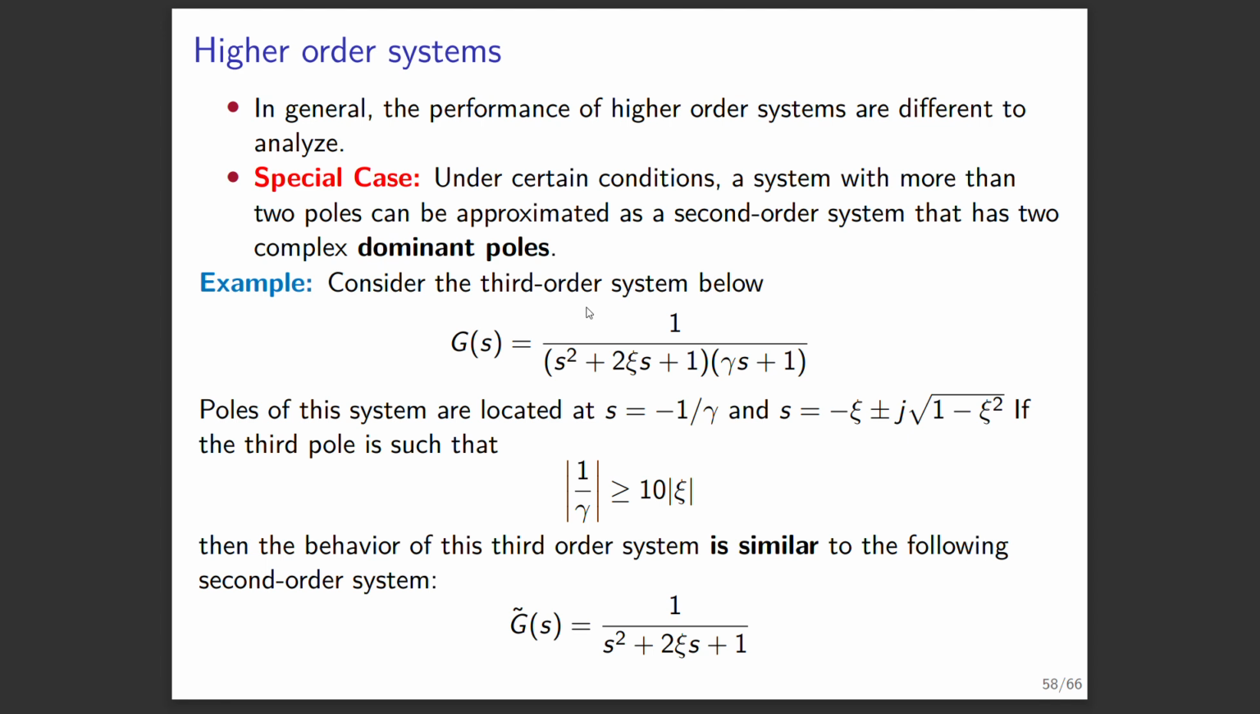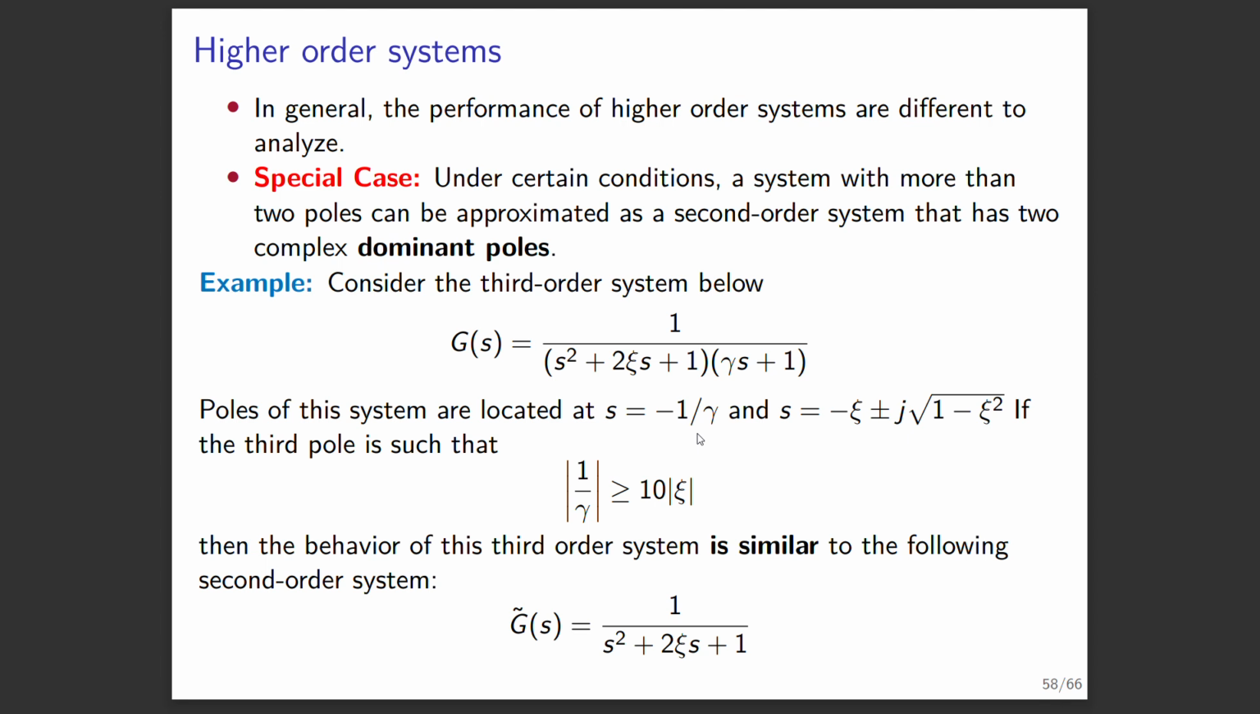Consider a third order system. With this transfer function, I have 3 poles here. Therefore, this is a third order system. Poles of this system are located at -1 divided by gamma and negative ξc plus minus j square root of 1 minus ξc squared. So 3 poles. And based on ξc and gamma, these poles can be in different places.